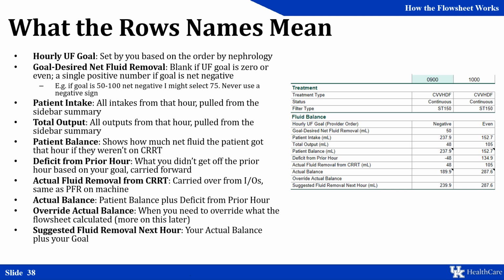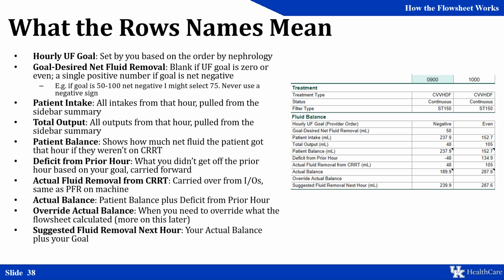The hourly UF goal is what we have got from nephrology. Our goal desired net fluid removal is whatever our goal is, and again we leave that blank if we're doing 0 or even. Patient intake are all the intakes from that hour pulled from the sidebar summary, and total output are all the outputs from that hour pulled from the sidebar summary. Our patient balance is basically asking how much positive or negative would our patient be if they weren't on CRRT. It does this so that it doesn't double count the PFR, but if you look at the actual math that the flow sheet uses, it uses intake minus output plus PFR to add it back into the equation.